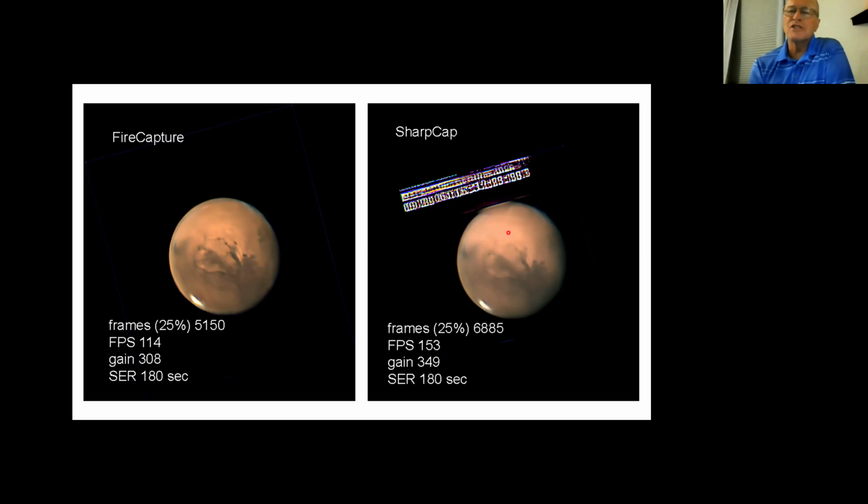So I left this in just as a warning. If you use it, make sure that you keep the planet pretty well below the timestamp, because when you go to process it, the timestamp kind of gets processed in with everything else and it can ruin an otherwise very good image. So again, I think the difference between the data that you see here is probably due to change in the atmospherics, because we got a lot more frames captured with SharpCap than we did with FireCapture at this particular run.